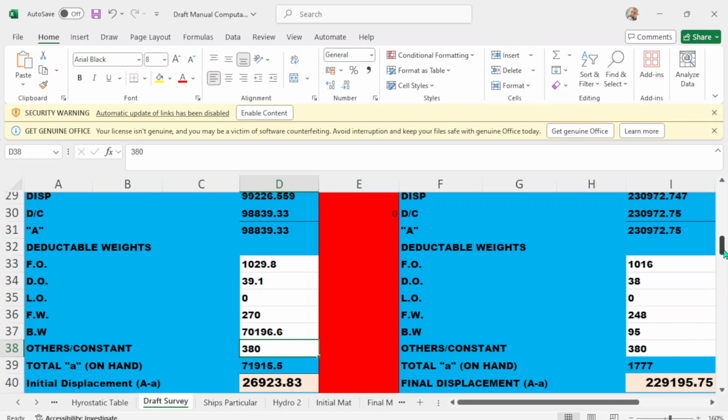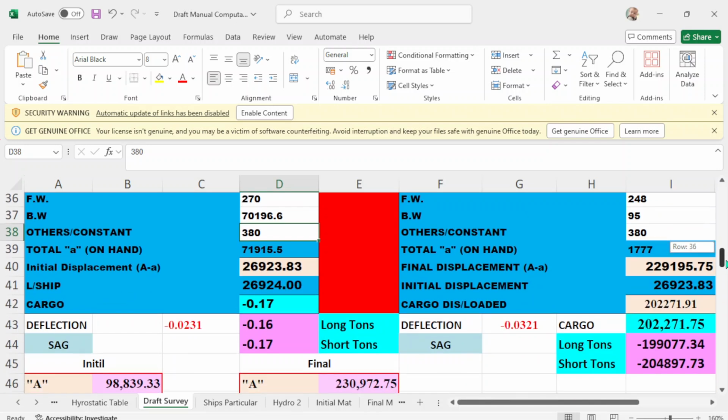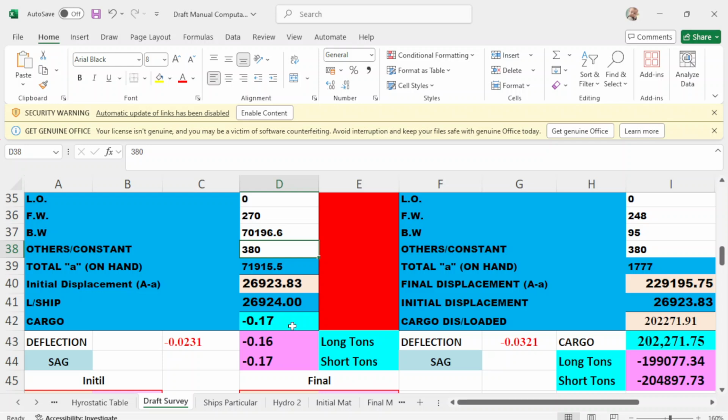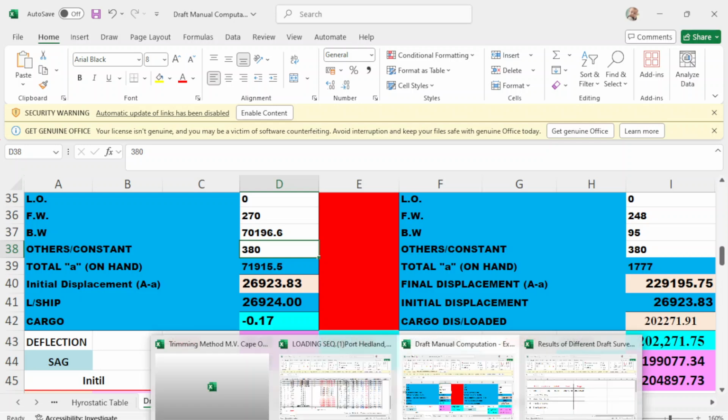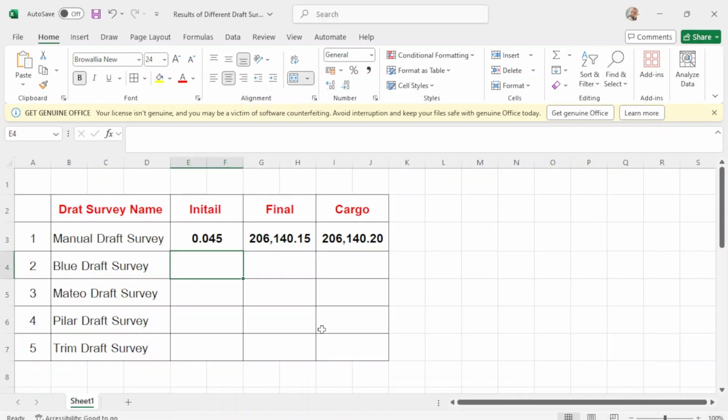And how much cargo will you have? Your cargo is negative 0.17. Okay. That is negative 0.17. Put here negative 0.17. Okay. Then we go now to the final.